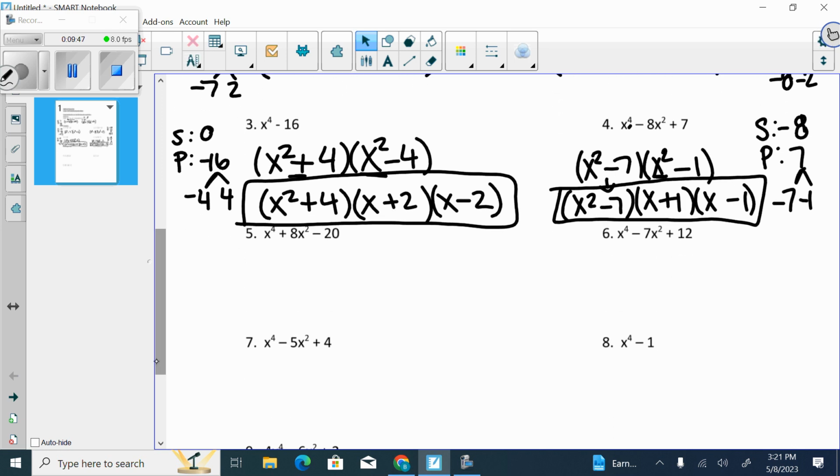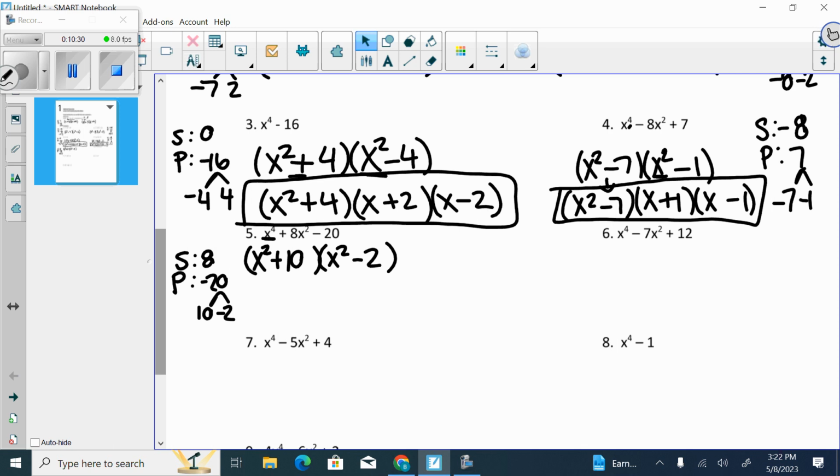All right, number 5. Any GCF? No. Okay, so what's S? 8. Good. And what's P? Good. All right, so I'm going to make my 2 sets of parentheses here. What do we know will multiply to give us negative 20 and add to give us 8? 10 and 2, okay? And it multiplied to give us a negative, so one of those has to be negative. The 2. All right, so it's an x to the 4th. So I'm going to have x squared. Good. X squared plus 10.